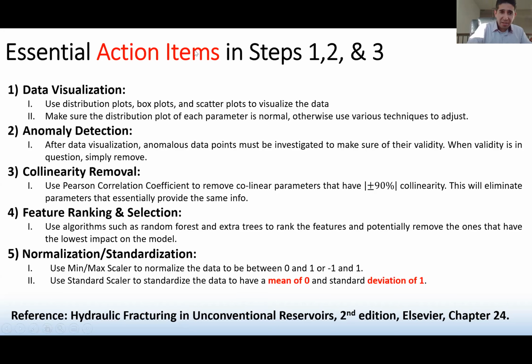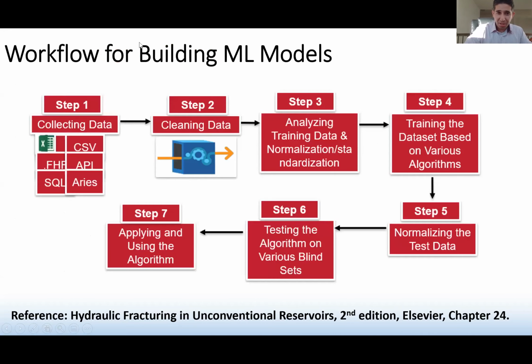Now that we understand these 5 important steps, let's go back to the previous slide. We've covered steps 1, 2, and 3 thus far. Now the next step is, before you train a model, we've got to do a cross-validation, which means you split your data into a training set and a testing set.